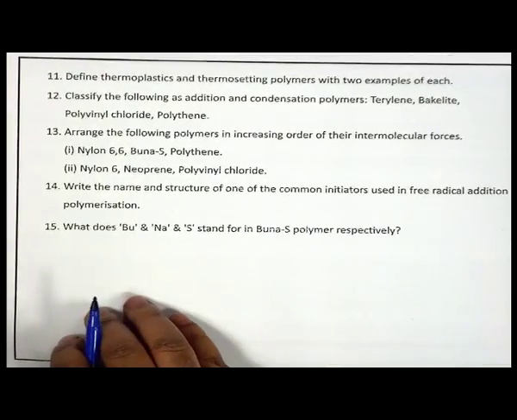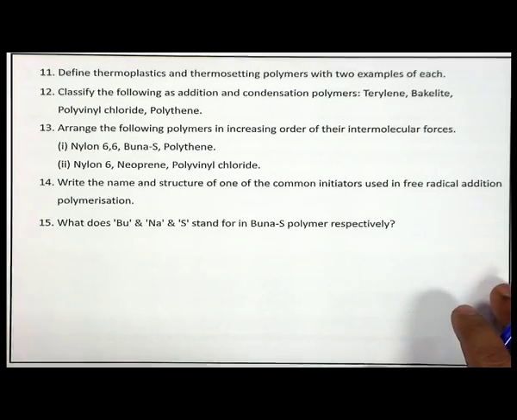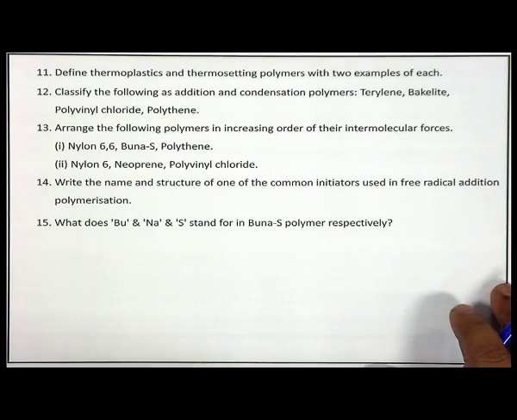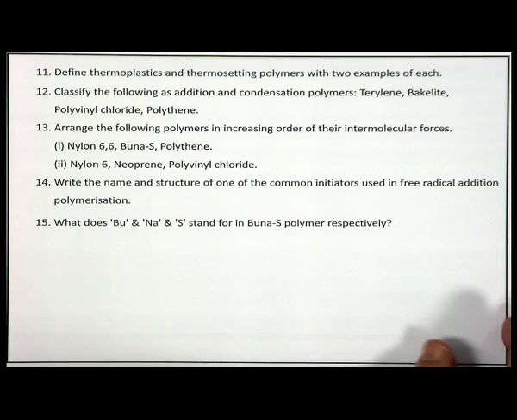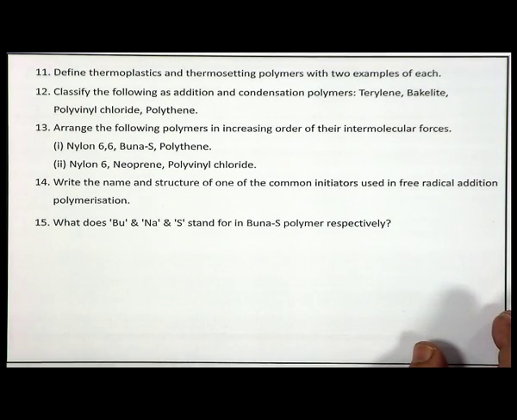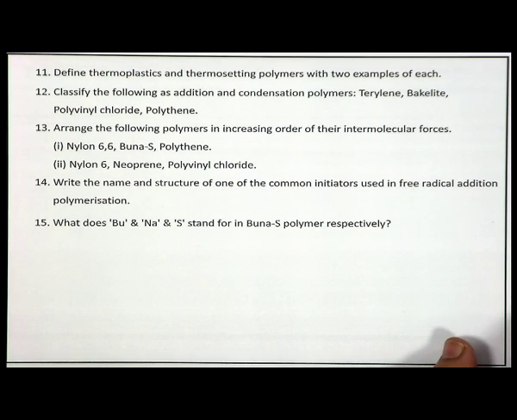Few more questions. Define thermoplastics and thermosetting polymers with 2 examples we just discussed now. Thermoplastics polymers are where, when you heat the polymer, it will soften and you can give whatever shape you want, and you can cool. Once it cools, you can freeze the shape and you can recycle the material.